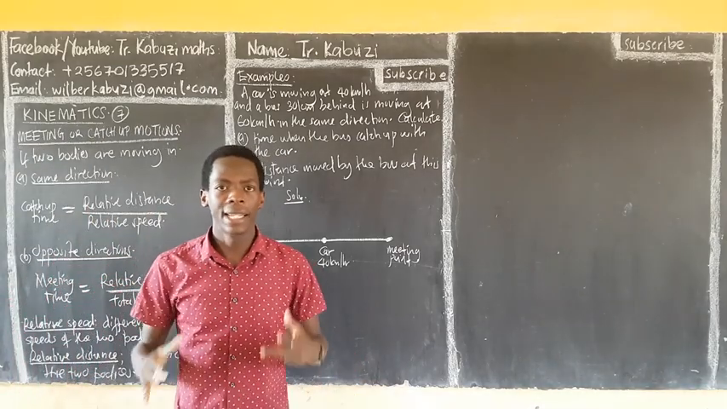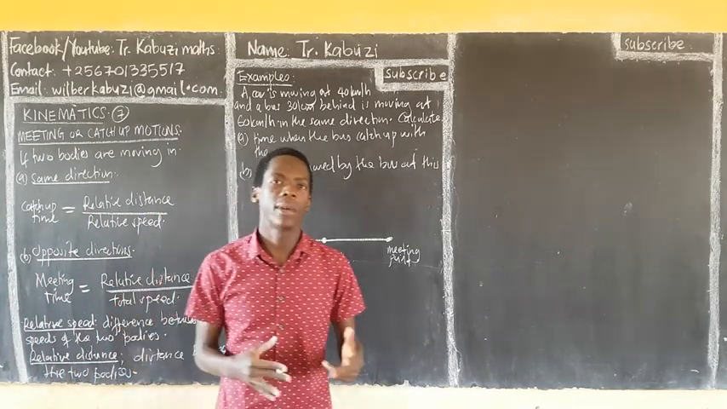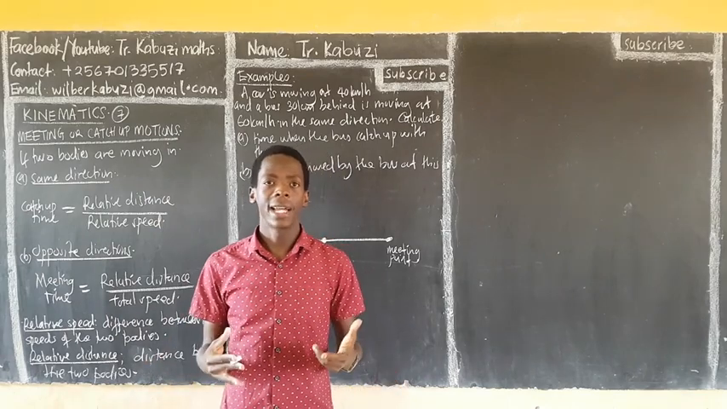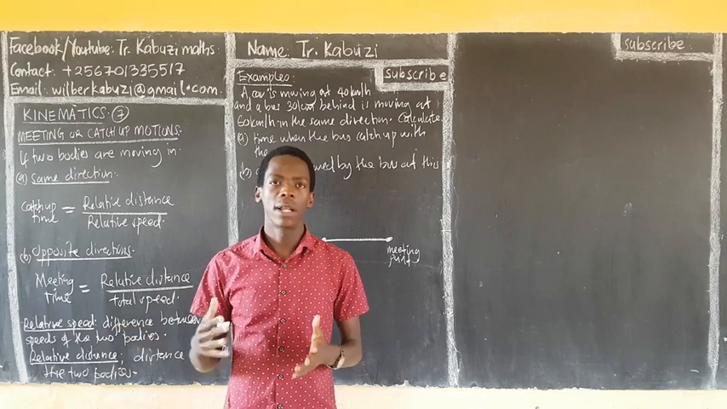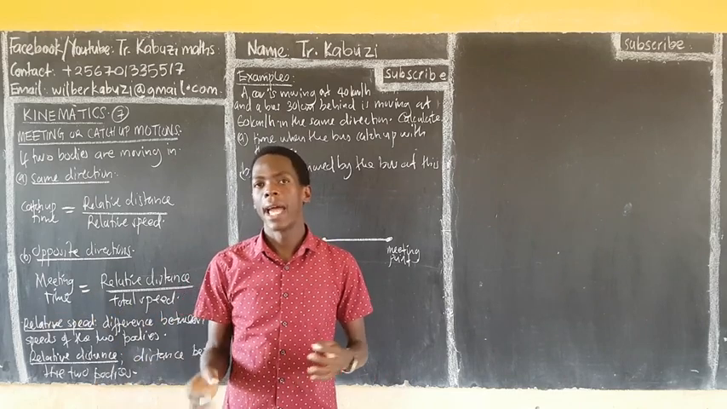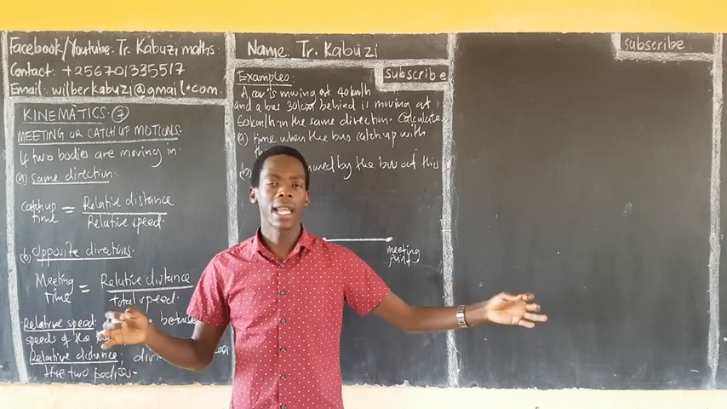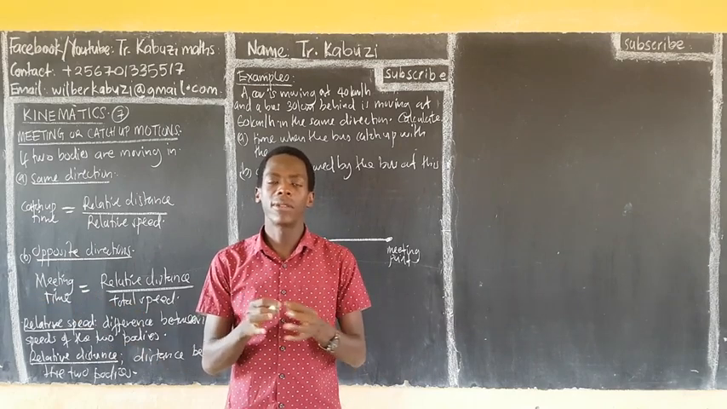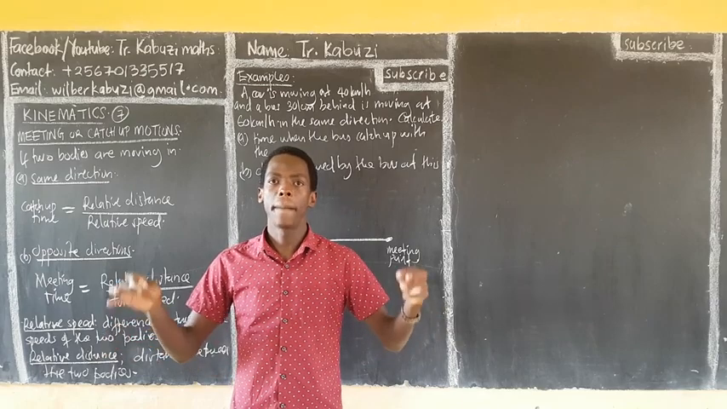Okay, so members, in this lesson we are going to see how to deal with catch-up points and meeting points. Catch-up means that someone is in front of you and you want to reach him or her. Meeting means someone is on the opposite side of you, and the two of you want to meet. Now we are going to see how to calculate the time when the two are meeting.